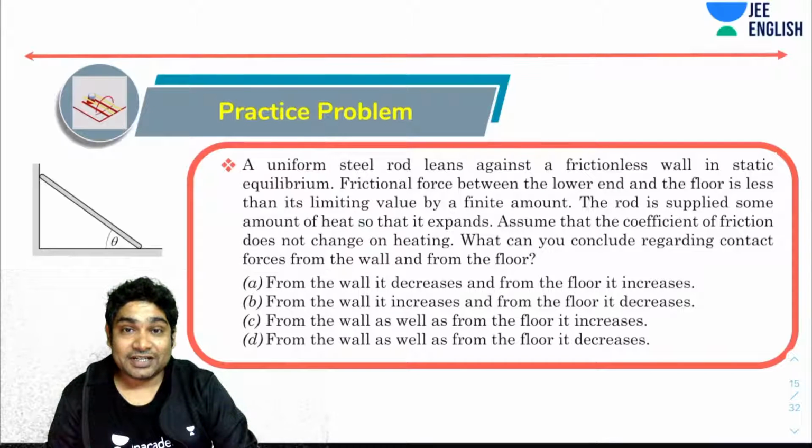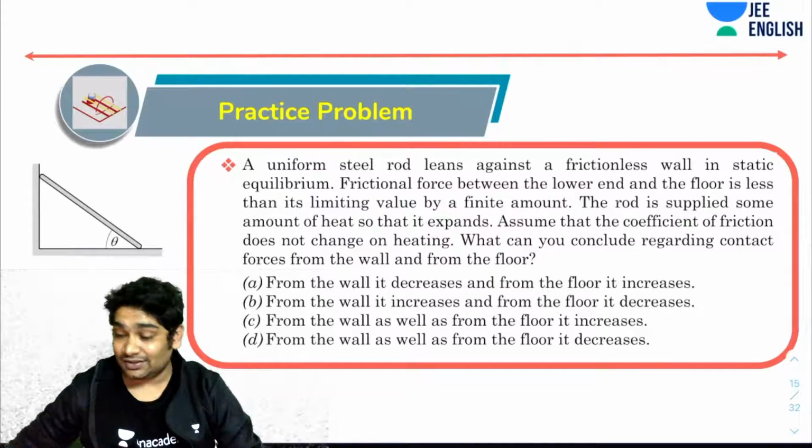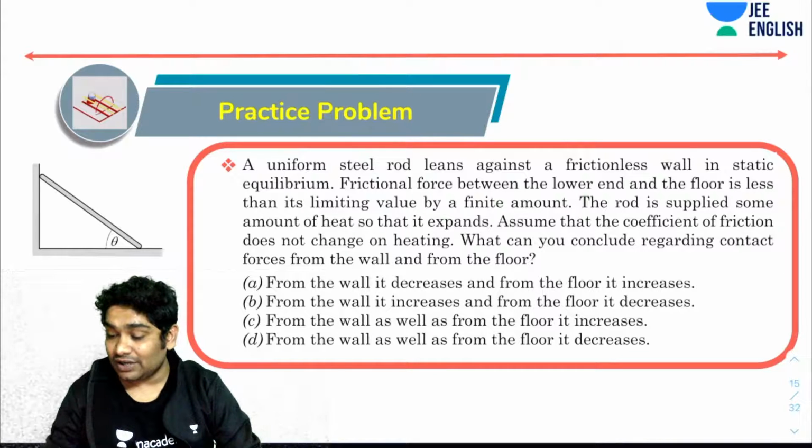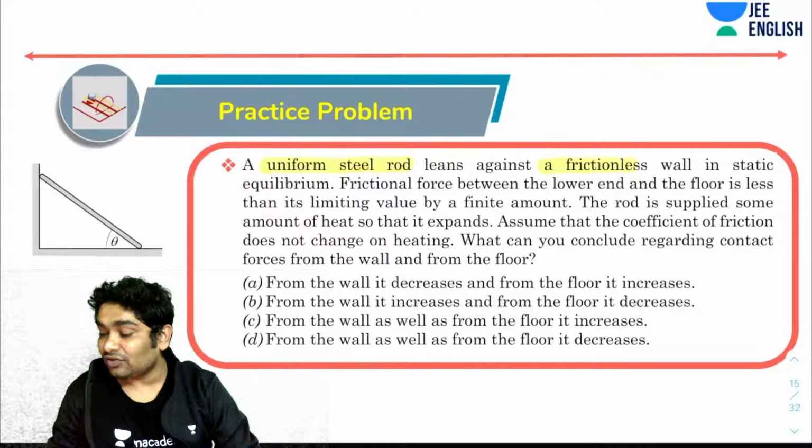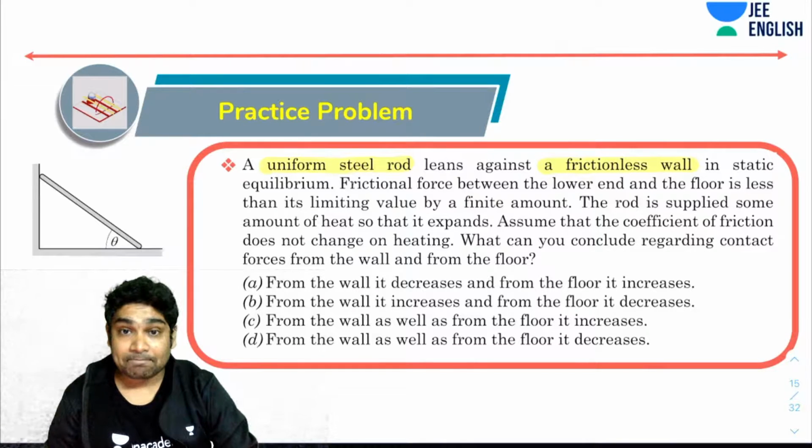So here is your next problem. This is another very interesting problem. This says a uniform steel rod leans against a frictionless wall. So pay attention to the language. Pay close attention to the language. Uniform steel rod leans against a frictionless wall in static equilibrium. Okay, so what is static equilibrium? So it is at rest and it is at equilibrium.